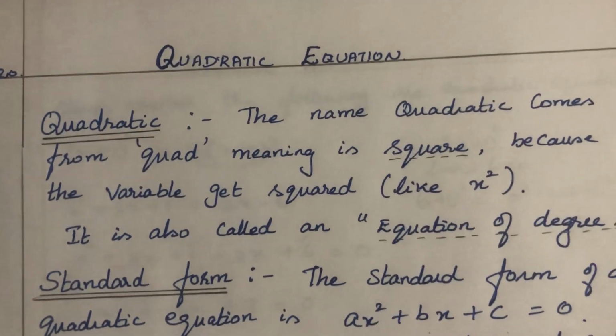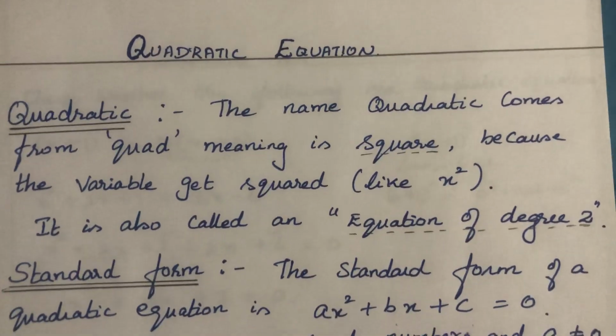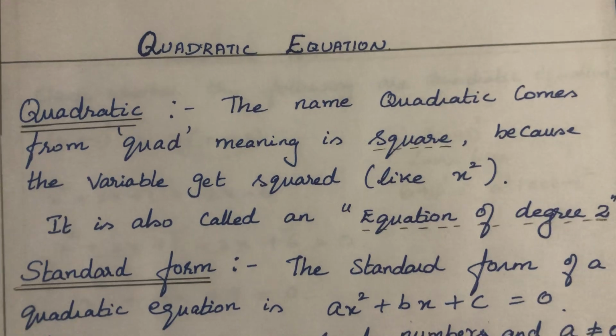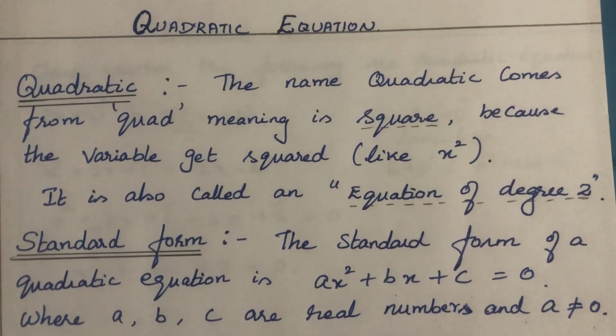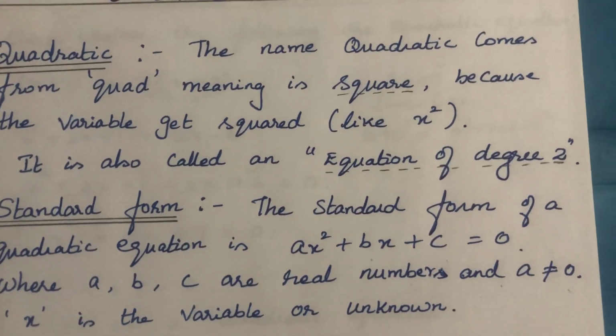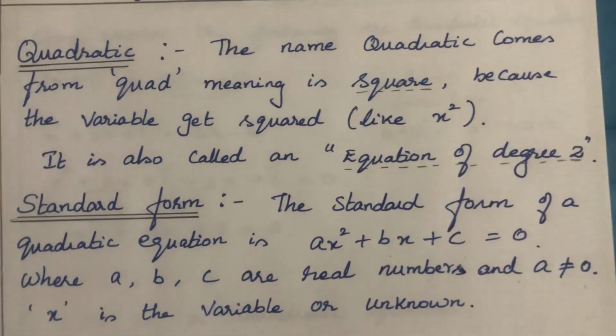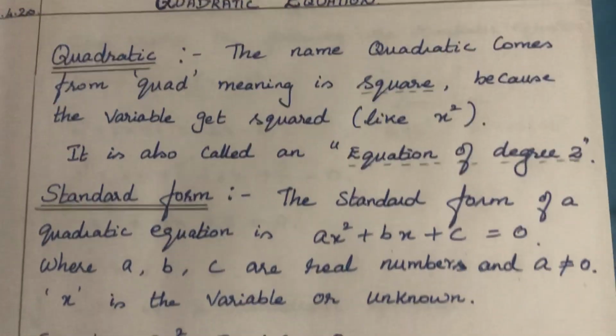Quadratic equation. The name quadratic comes from quad, meaning square, because the variable gets squared. It is also called an equation of degree 2. Standard form of quadratic equation.